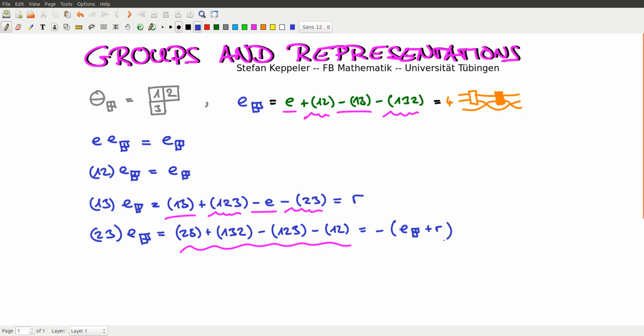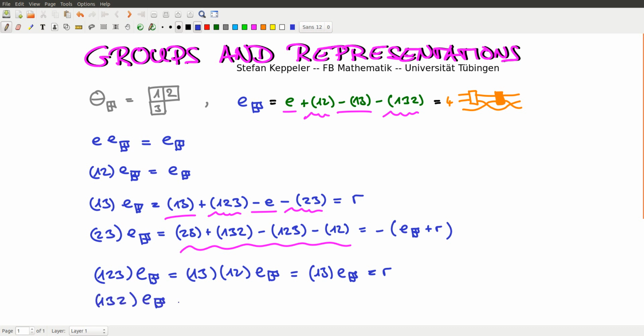And now what's missing, that's the cyclic permutations times our Young operator. Well, what's (1,2,3)? We can write this as (1,3) times (1,2) times the Young operator. But (1,2) we know here, we can absorb this. So it's just (1,3) times the Young operator, but (1,3) times the Young operator that we have here is R. So we get R again.